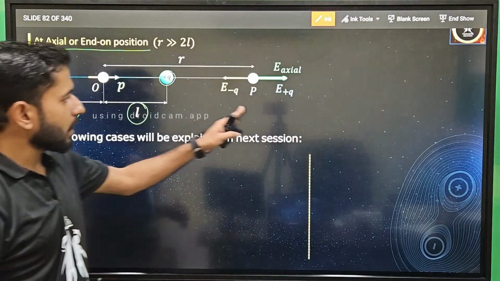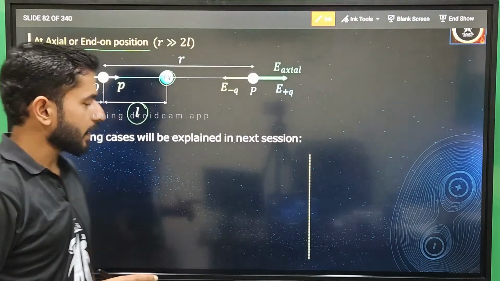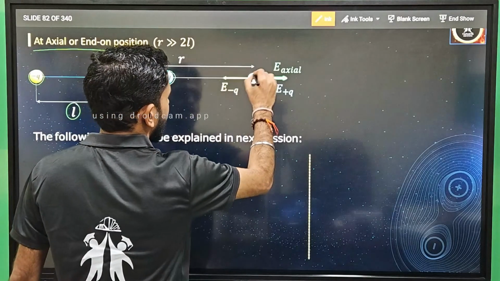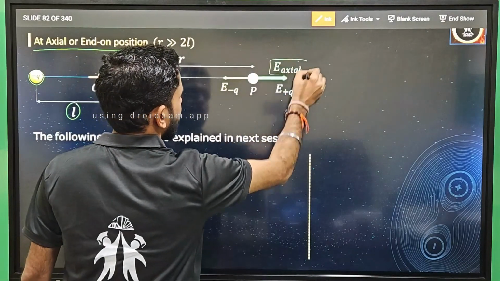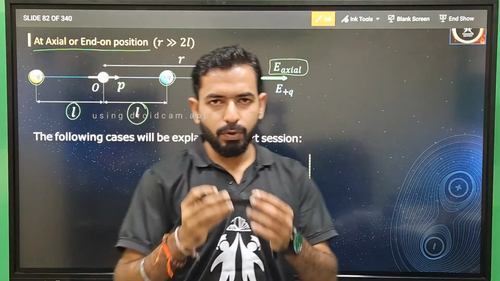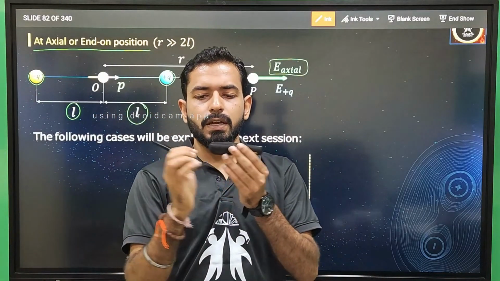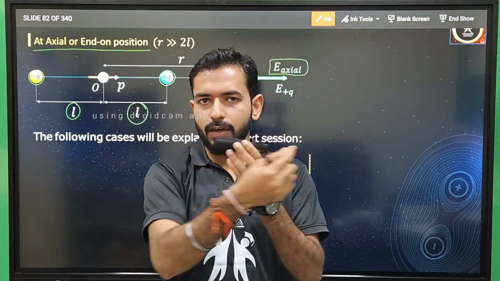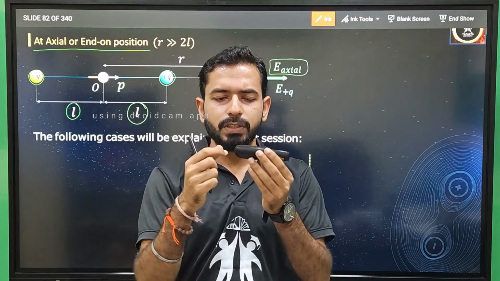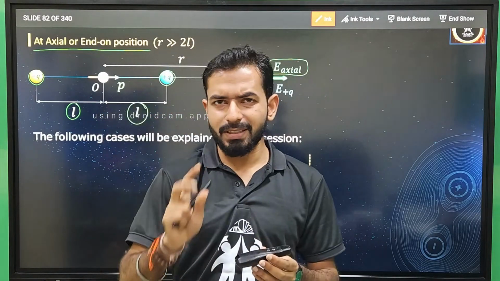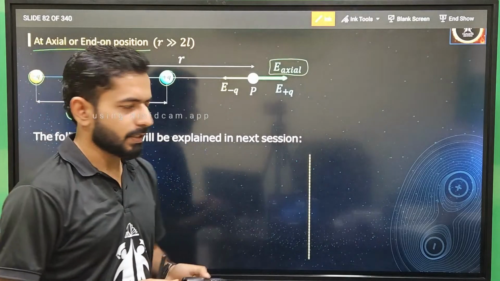Now let's mention the electric field. At point P, it is an axial position or end position. The second one is the equatorial position. Equatorial position means, if this is a dipole going from negative to positive like this, axial position means either on this end or on this end. That is the end position. Equatorial position means the perpendicular bisector. Here it is the equatorial position. These are the two positions we are going to understand.